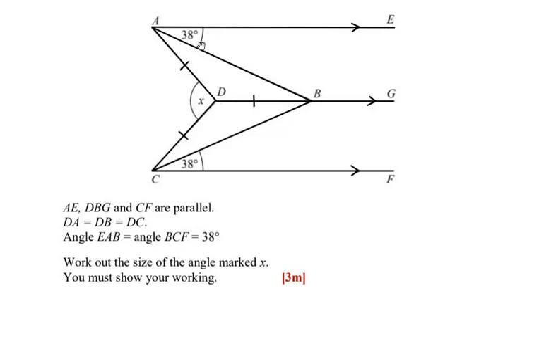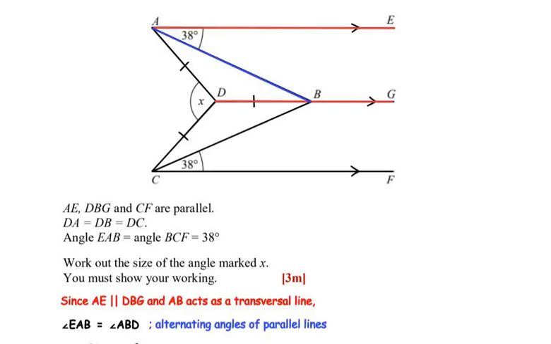So for this, let us consider these two parallel lines, that is AE and DBG. Now we have highlighted the two parallel lines AE and DBG, and we can see that the line AB is acting as a transversal line cutting these two parallel lines at point A and point B. So here we can say that angle EAB is equal to angle ABD, that is this angle, that is the alternating angles of the two parallel lines.